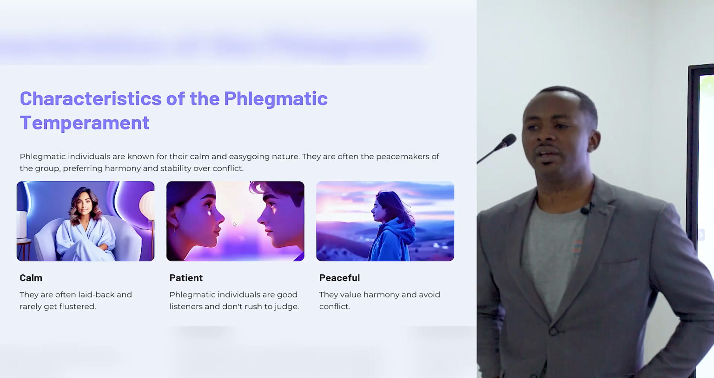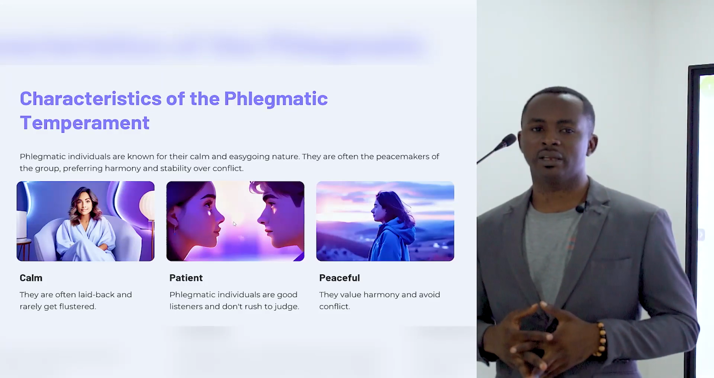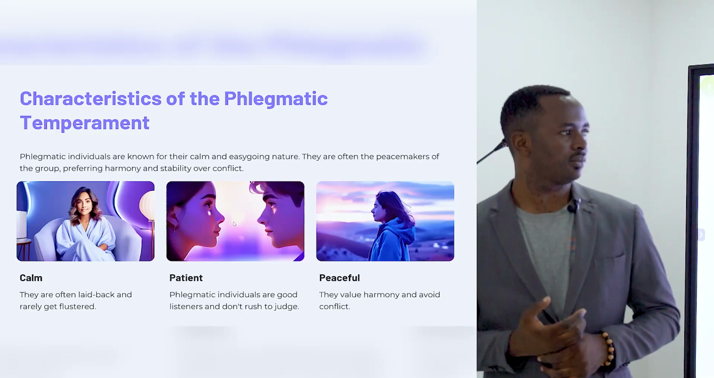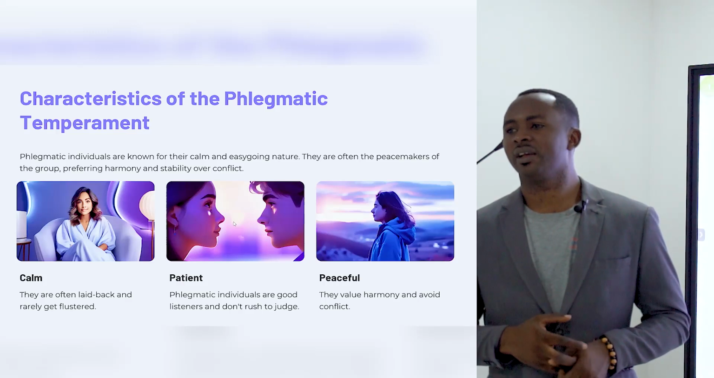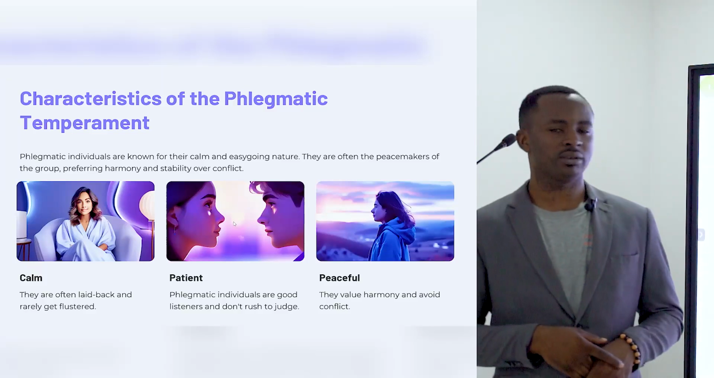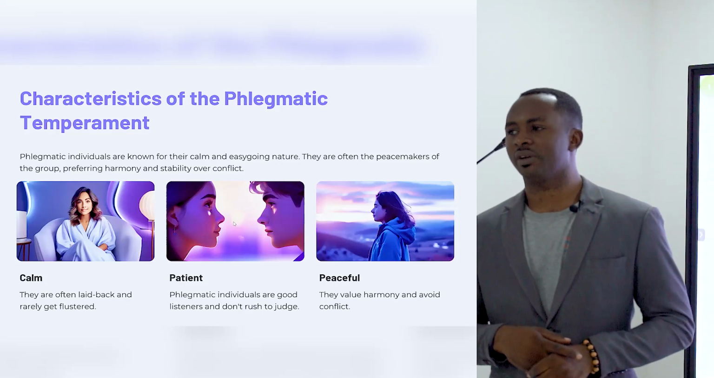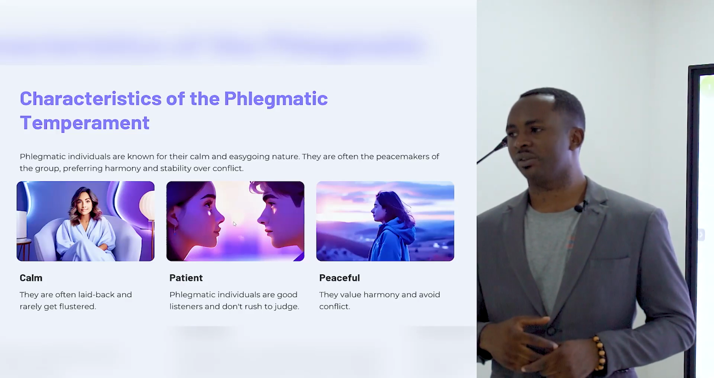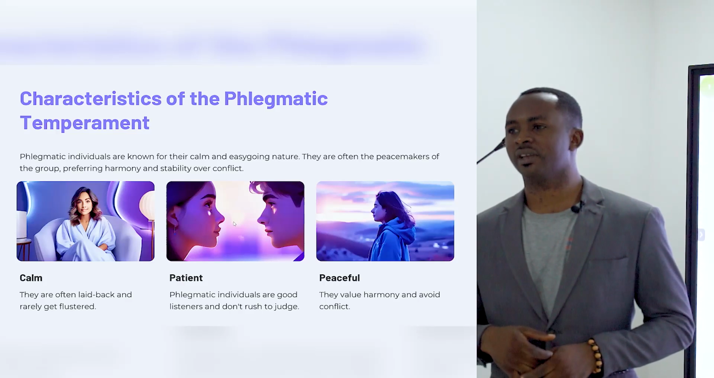Okay, so which one do you think you can actually combine two? Hi, morning, how are you? You can actually combine two together. Sanguine and melancholy. Okay. Sanguine and phlegmatic. Yeah, you can. So which one? Sanguine and phlegmatic. Okay. So you can combine two. Which two do you think you are? Sanguine and choleric.